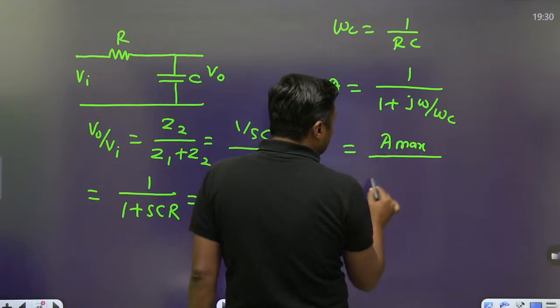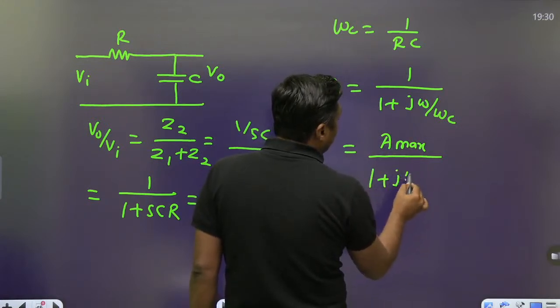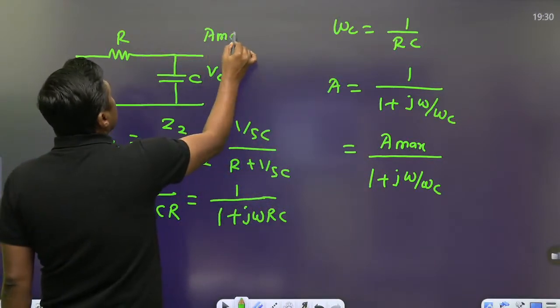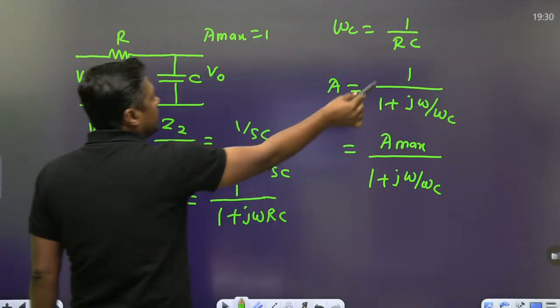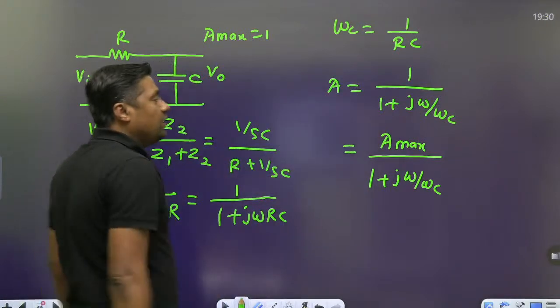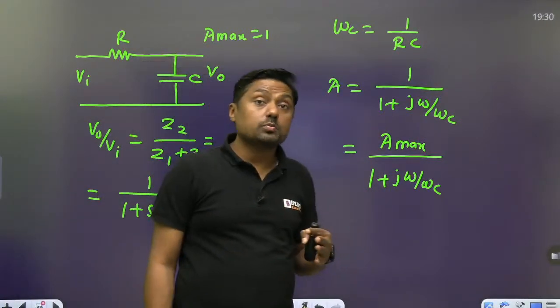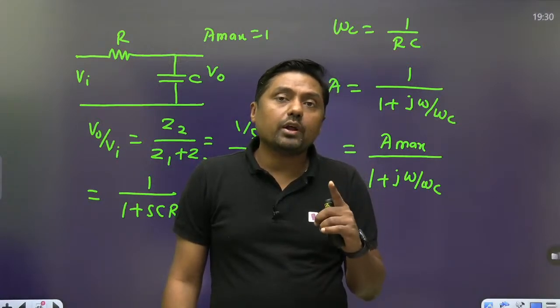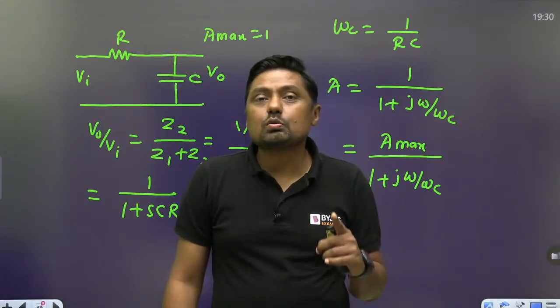The maximum possible gain is upon 1 plus j by omega C. For a passive filter, what is the maximum gain possible? 1. And that's why we are writing 1 upon. If it is an active filter, what is the maximum gain possible? When are we going to get the maximum gain? When we are putting omega equal to 0.